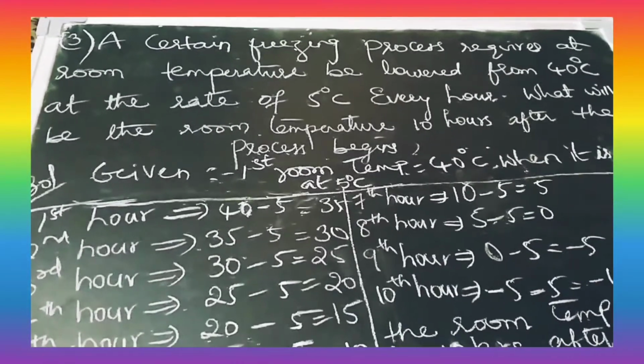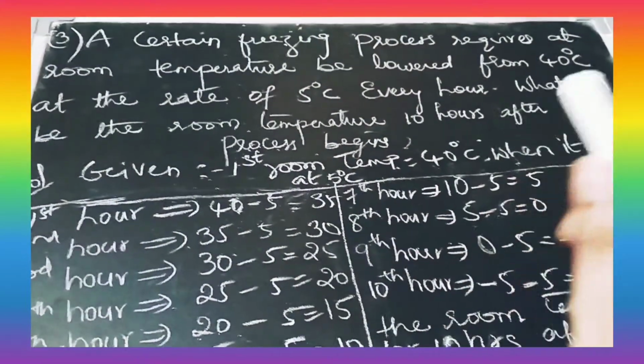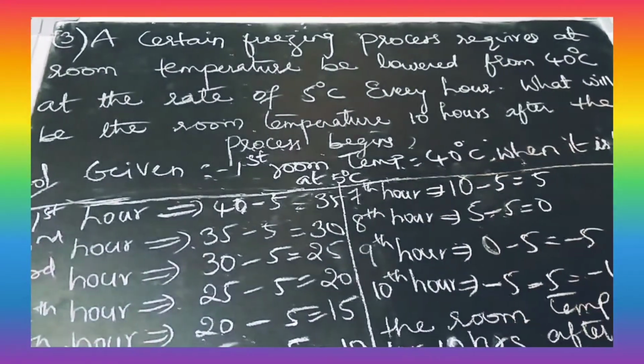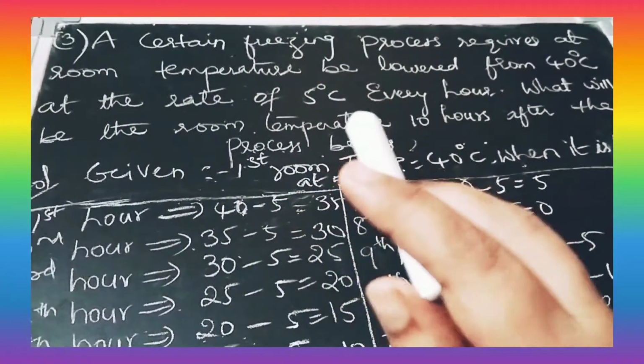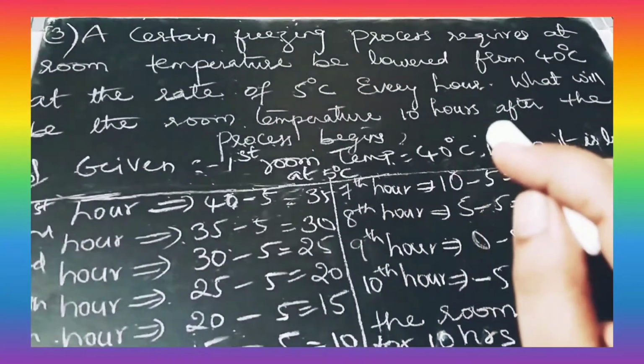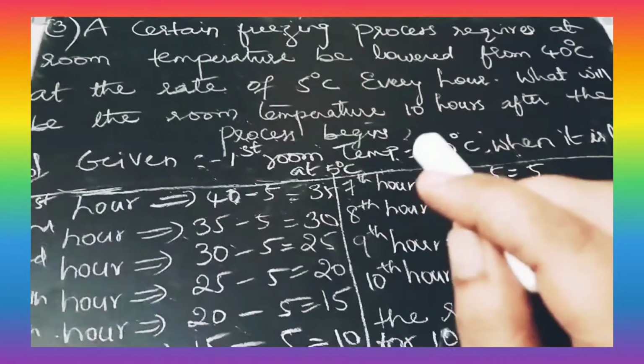Now the third question. What is the third question? A certain freezing process requires that room temperature be lowered from 40 degrees centigrade at the rate of 5 degrees centigrade every hour. What will be the room temperature 10 hours after the process begins?